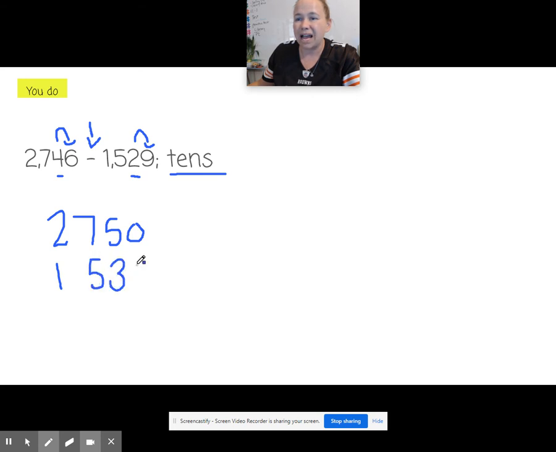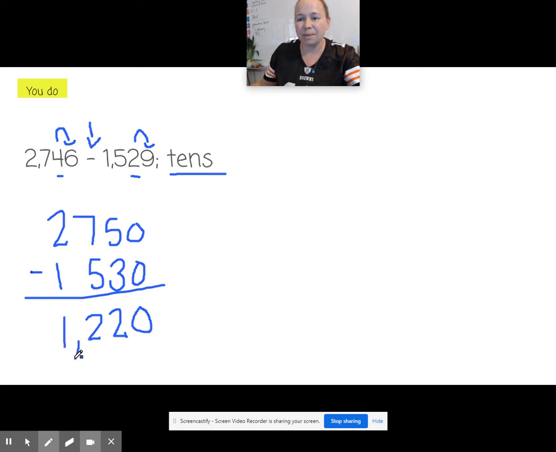1,530. I wrote this up and down because you know what? I already don't like subtraction. I would much rather add and multiply. And anytime I have the choice, I would do either one of those. So I'm just going to write it up and down so I don't make a mistake. 0 minus 0 is 0. 5 minus 3 is 2. 7 minus 5 is 2. And 2 minus 1 is 1. 1, 2, 3, comma. Is that the answer you got? Great job.